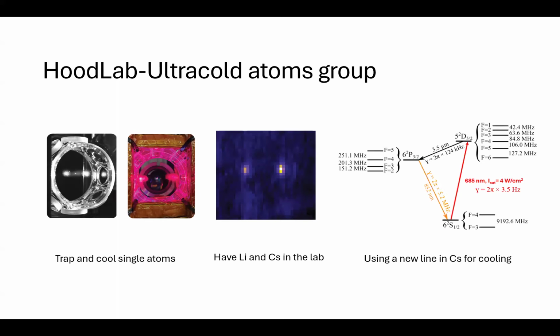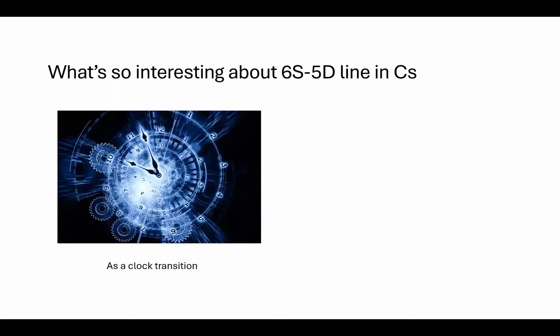And then the new thing that we are doing now is using a new line for cooling and imaging in cesium, which is a quadrupole transition. I will talk about all the energy levels and everything that is going on in this line. But let me first motivate why this line is interesting. So let me start with why the 6s to 5d transition in cesium is interesting at all. There can be 2 motivations for it.